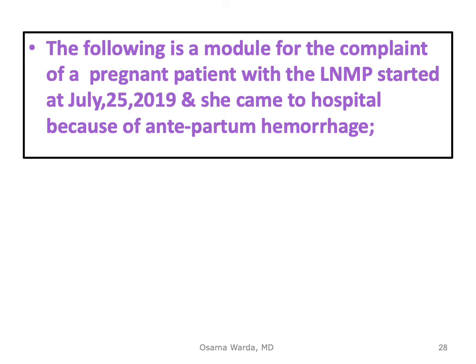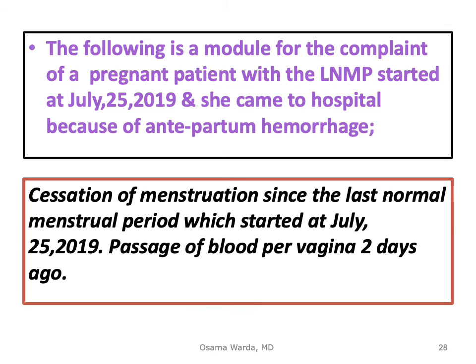This is a model for the complaints of a pregnant patient with the last normal menstrual period started on July 25th, 2019, and she came to hospital because of antepartum hemorrhage. We start the complaint as follows: cessation of menstruation since the last normal menstrual period, which started on July 25th, 2019, passage of blood per vagina 2 days ago.